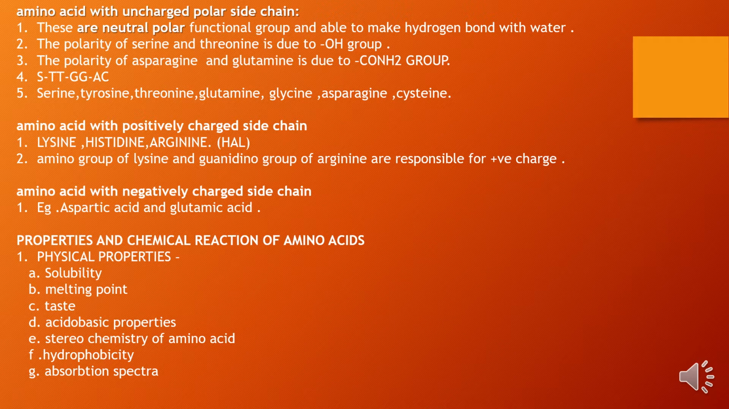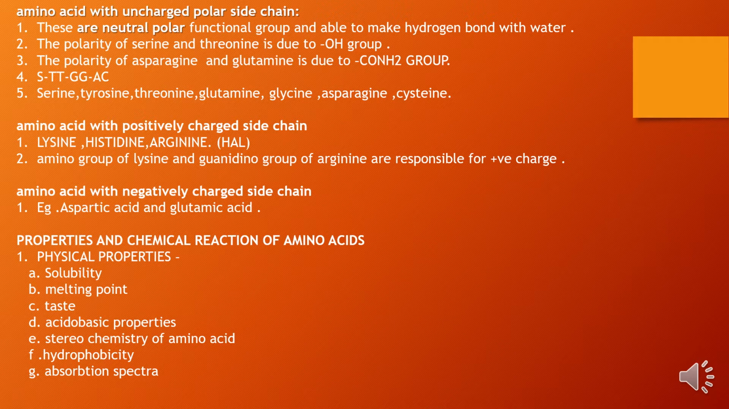The polarity of serine and threonine is due to the OH group. The polarity of asparagine and glutamine is due to the CONH2 group. And examples are STT, GG, AC. S for serine, T for tyrosine, T for threonine, G for glutamine, G for glycine, A for asparagine and C for cysteine. Amino acid with positively charged side chain.